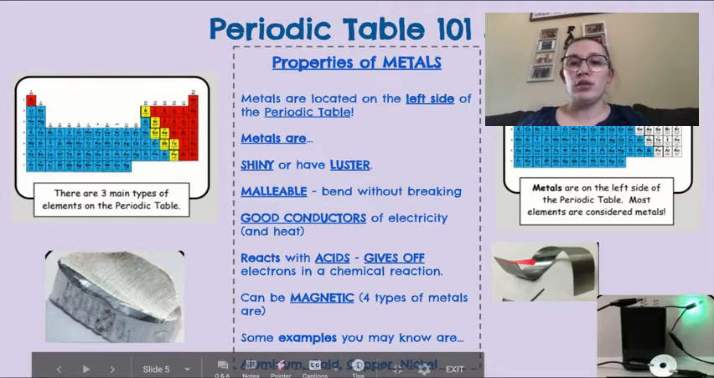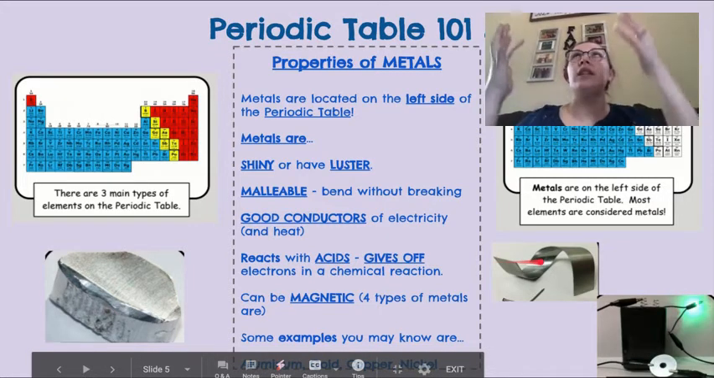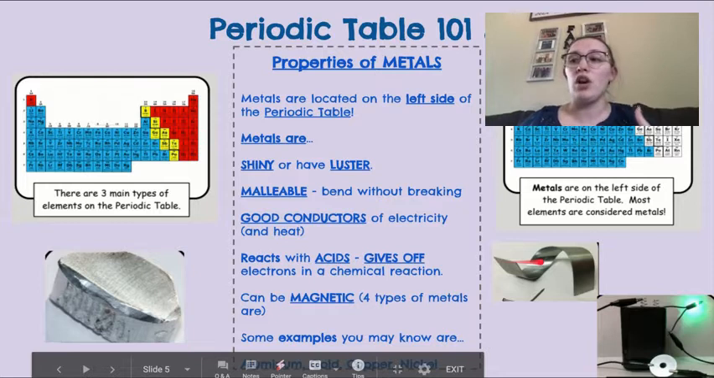They're good conductors of electricity and heat. A car is made of metal. That's why when the sun is beating down on the hood of a car and you feel it's hot, it's because it's a metal. It's a good conductor of heat. It's going to hold that heat in. Those are the three that I really want you to focus on. But them reacting with acids and giving off electrons in a chemical reaction, and them being magnetic, those are important too. But for the purposes of this, focus on the three at the top that I have up here.